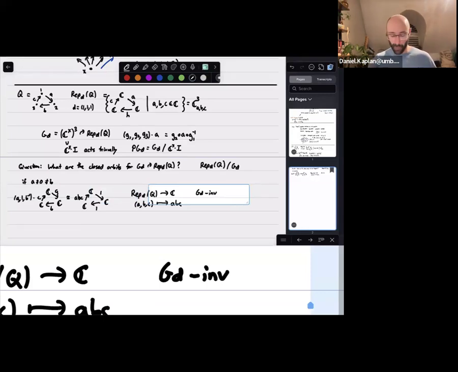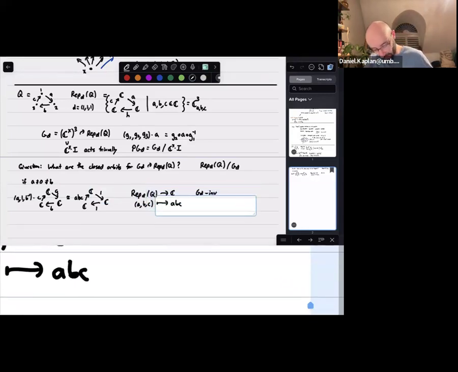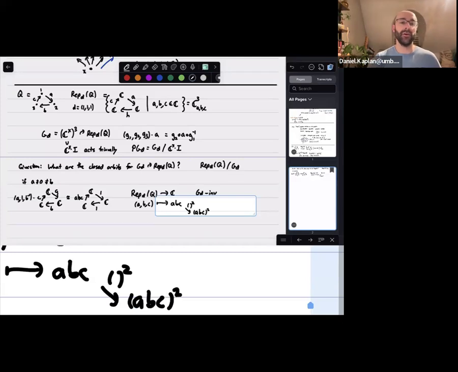And using this, I can get more GD invariant functions. So taking the product, I could square everything, and that would be another perfectly good invariant function. But there's not so much more than this that I can do. And so the GD invariants are generated by this single product.